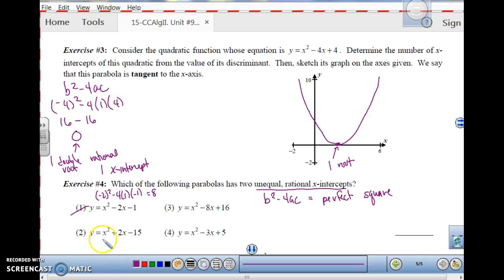All right, b squared minus 4ac on this one. b would be 2 squared minus 4 times 1 times negative 15. So this would be 4 plus 60, which is 64. That's a perfect square. So this one must have two unequal rational x-intercepts.